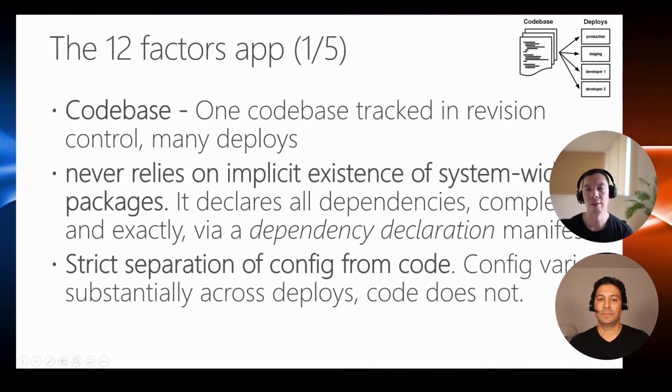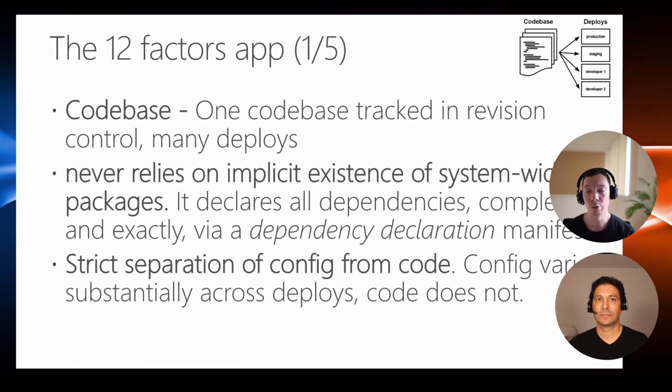So let's have a look at the very first factor, the very first rule. The first one is about the code base: one code base tracked in revision control. We have here the code base of the application, but as well the code base of the infrastructure.